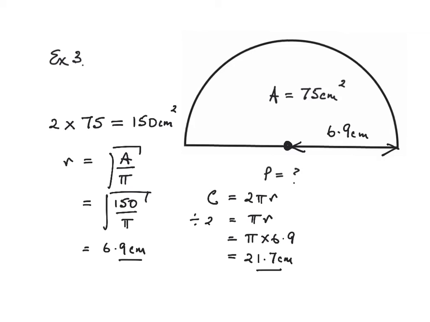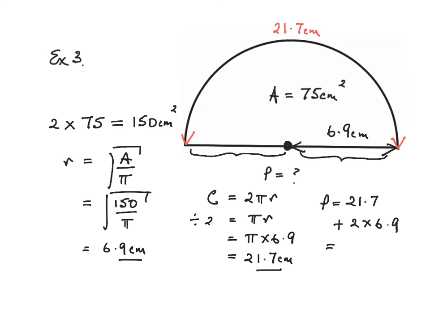Now that is this distance here, all the way round the curved part to this point here. So that's 21.7. If I want to work out the perimeter of the shape, it's that curved part, 21.7, plus a 6.9, plus another 6.9. And that gives me 35.5.